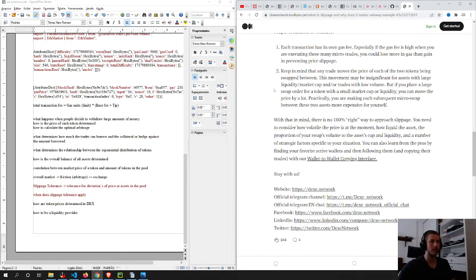Keep in mind that any trade moves the price of each of the two tokens being swapped between. This movement may be insignificant for assets with large liquidity, market cap, and or trade with low volume. But if you place a large swap order for a token with a small market cap or liquidity, you can move the price by a lot. Practically, you are making each subsequent micro swap between these two assets more expensive for yourself.